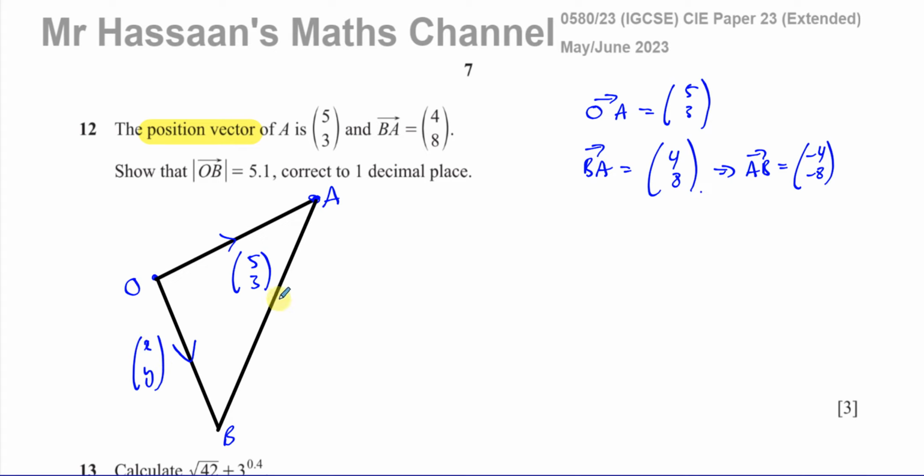Now I know the vector from B to A is (4, 8), which means the vector from A to B is (minus 4, minus 8). Why do I want to write it like this? Because when I want to find the vector from O to B, I have to go from O to A, which is this vector over here, which I'll just write there.